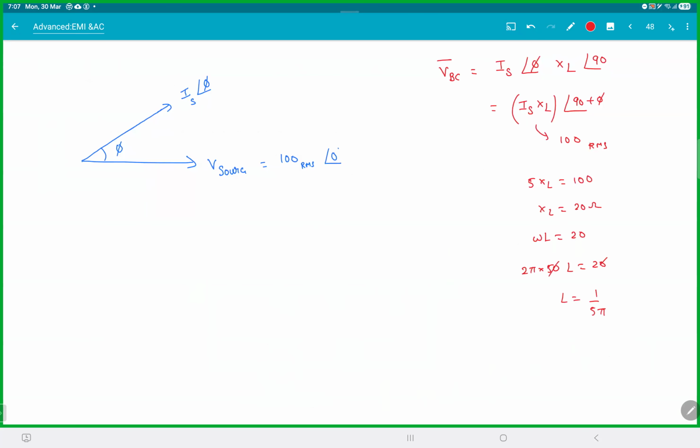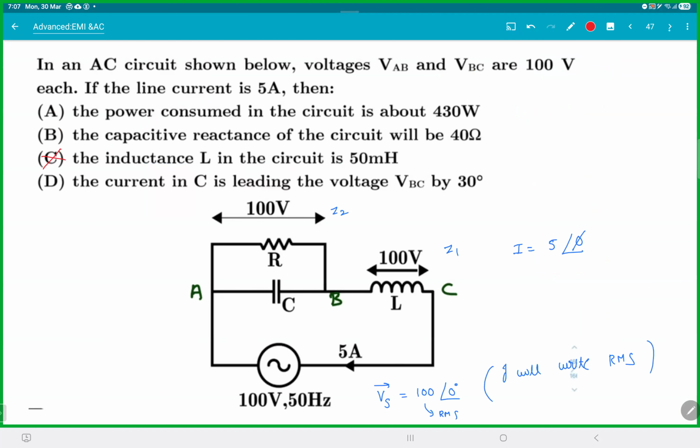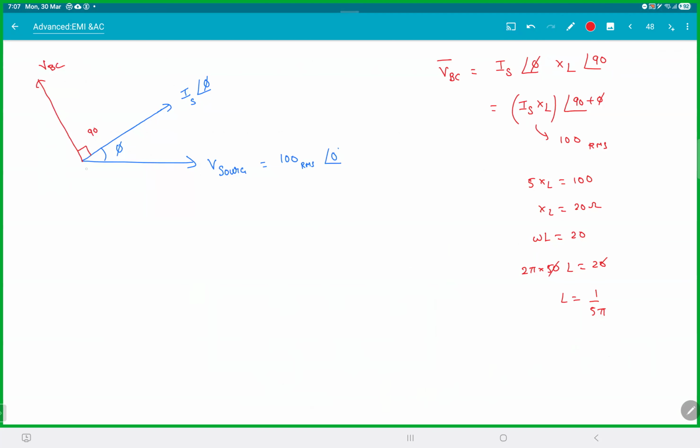You're getting it? If you see, I didn't do any big phasor work, nothing. Just by looking at this, you can see this. I RMS into XL is 100, isn't it? That was the easiest part there. So anyway, the angle must be 90 plus phi. So the angle between the current and this thing is 90. Who is this guy? This guy is VBC. Perfect. What about the other guy? Other guy is VAB. I have no idea how this guy looks.